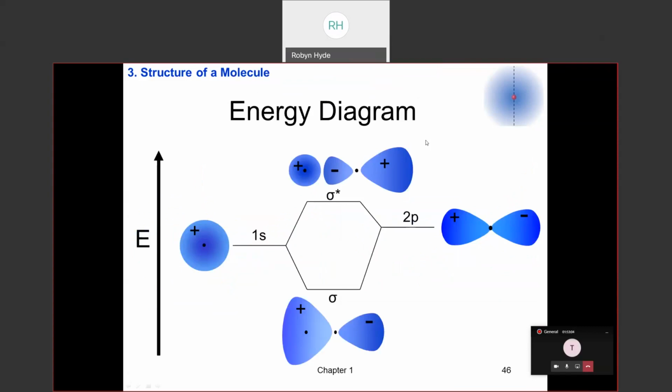Okay, sorry, I forgot the energy diagram again. And these are all repeated in your book, so you can look at your book for these energy diagrams. So I can have a 1s electron coming from the s orbital and another electron coming from a p orbital. I can form a low energy sigma bond with the electrons pretty well shared between the two nuclei, or I can form a high energy sigma star bond with electrons hardly shared at all between the two nuclei.